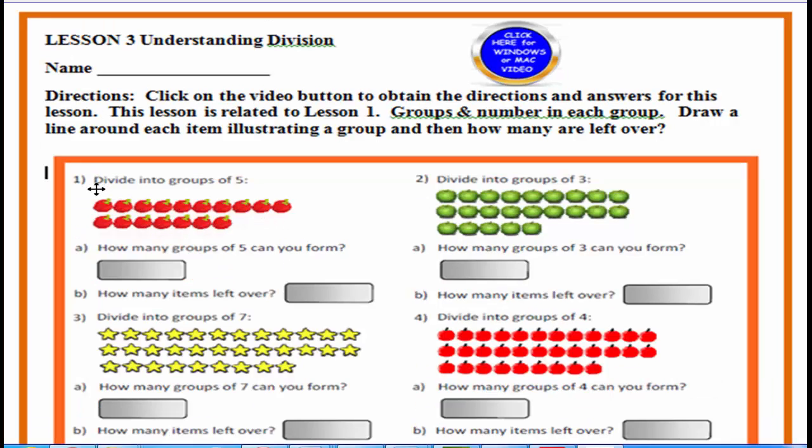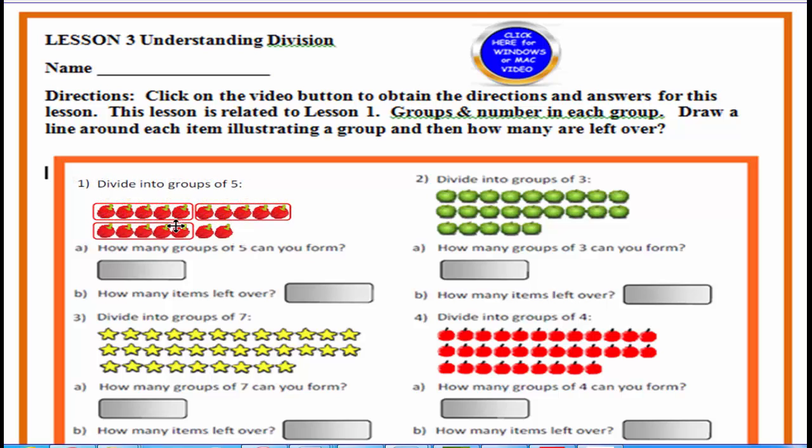Here is all you have to do. We're going to divide these items into 5. Let's count how many we have here. We have 1, 2, 3, 4, 5, 6, 7, 8, 9, 10, 11, 12, 13, 14, 15, 16, 17. We're going to divide them in groups of 5. By doing so, you'll notice that we have 3 groups, and how many left over? 2. So 3 times 5 is 15, and we have 2 left over.